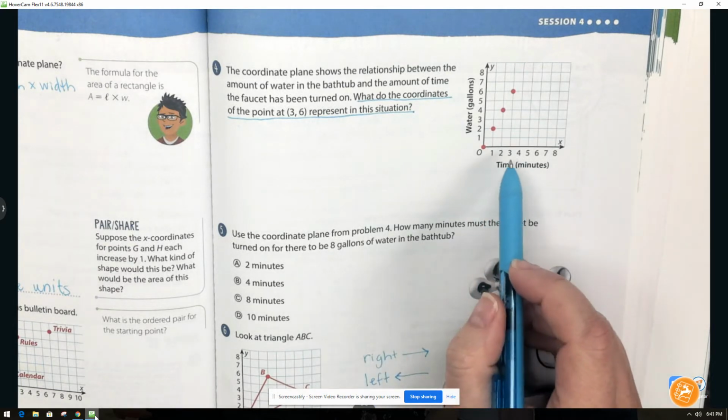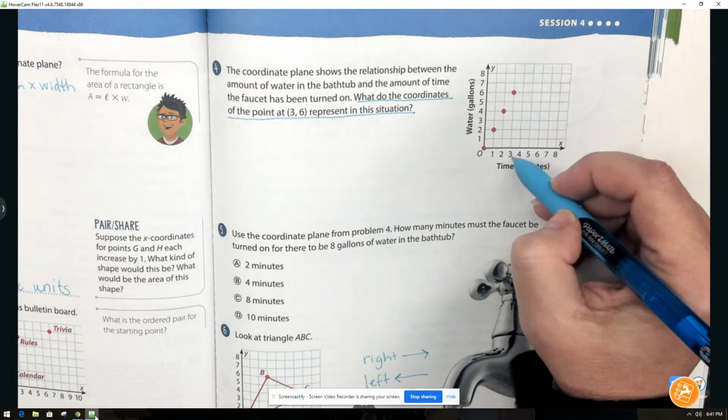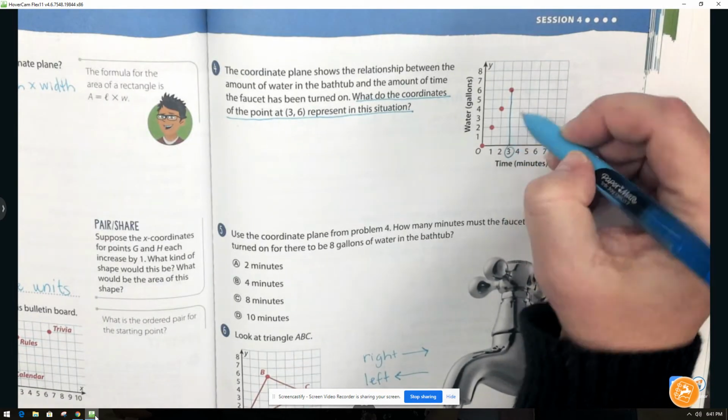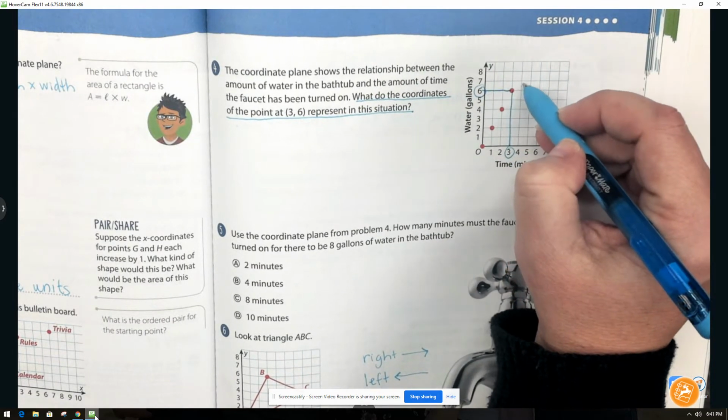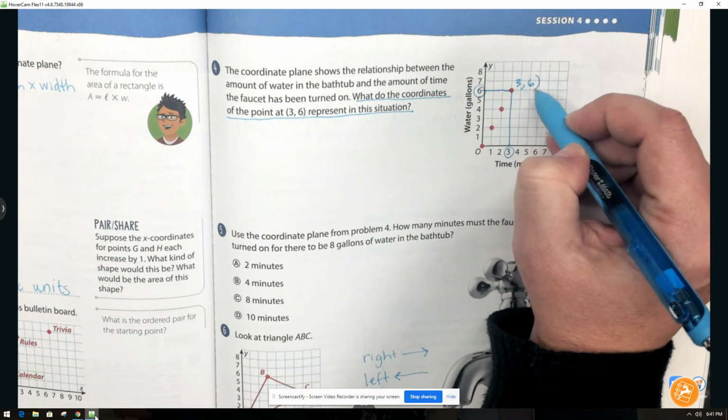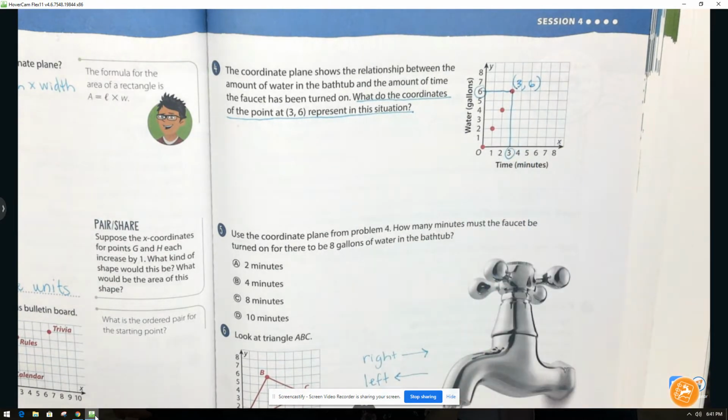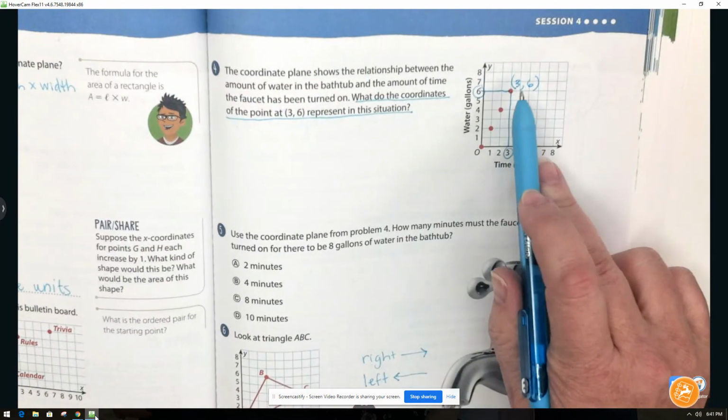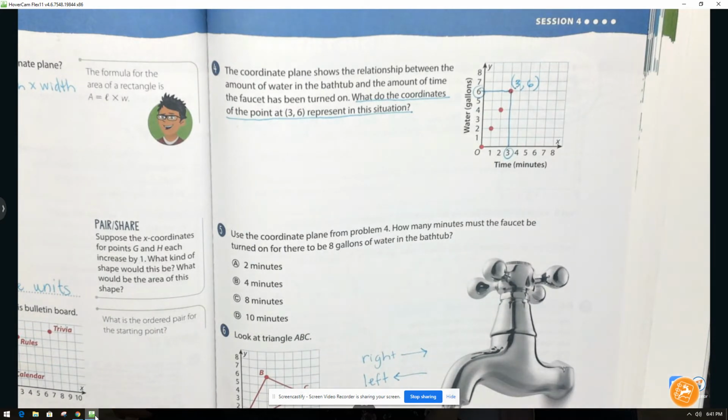So we've got 3 and 6. This is point 3, 6. What does that mean? Tell me in words what the point 3, 6 means.